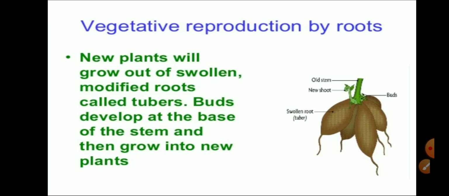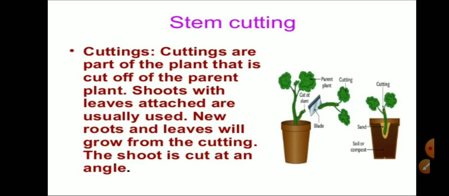Next, we have vegetative propagation by roots. The swollen roots you might have seen, they are tubers that bear buds which develop into new plants. You might have seen this in the case of potato, and also sweet potato. So we can see the potato tubers result in the formation of a new plant when put in the soil.